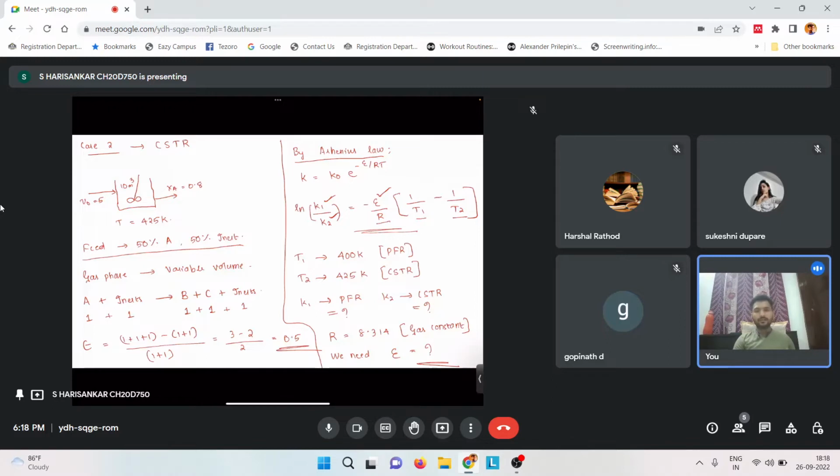After finding the rate constants from the respective design equations, we will substitute those rate constants back into this Arrhenius equation, and then we will find the activation energy. So let's see how we can find the rate constants.